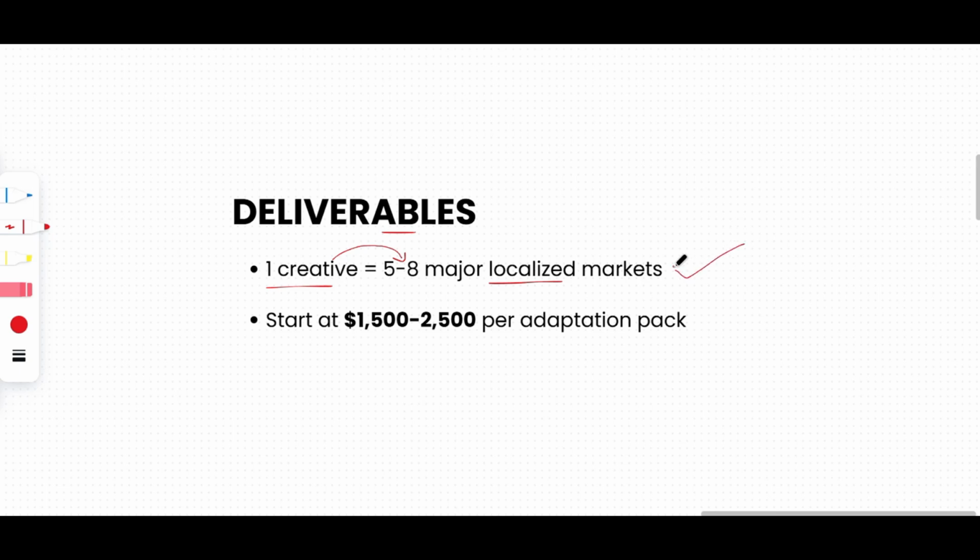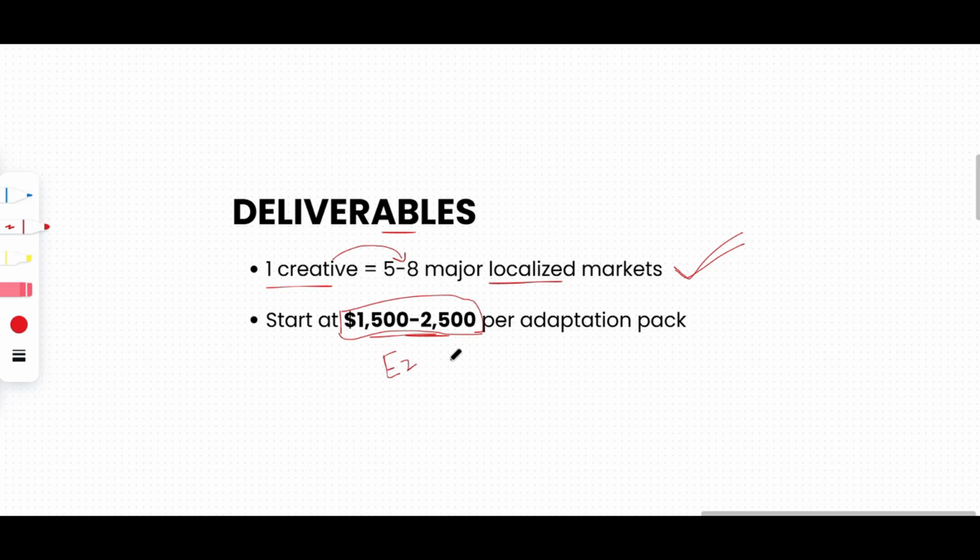Brands get local resonance without the traditional localization costs and timelines. Global e-commerce brands are desperate for this. They know localized ads perform 3 to 5 times better than generic ones, but the cost and complexity usually kills the project. You're offering the same results for a fraction of the cost and time. Start at $1,500 to $2,500 per adaptation pack. Brands spending $100,000 plus monthly on global ads will gladly pay this because improved local resonance directly increases their ROAS across all markets. Localization packs tap into massive global marketing budgets.